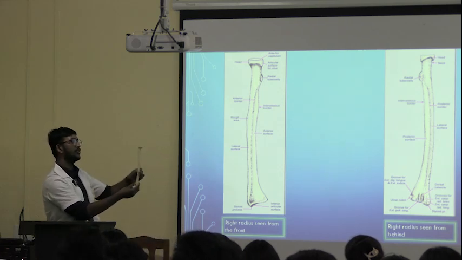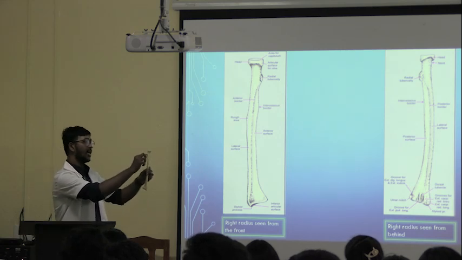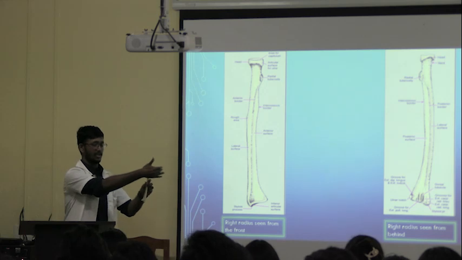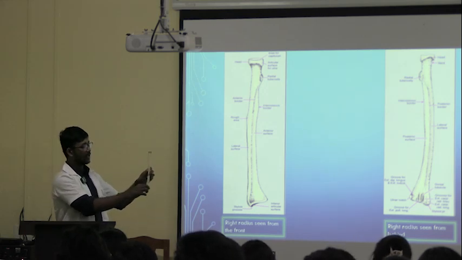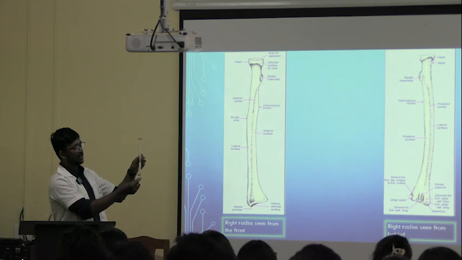So how to determine the anatomical position is that we need to see the styloid process. It will always be present laterally. This is the medial side, this is the lateral side, and then we need to see the styloid process. This is the styloid process, so we need to see that it points laterally.